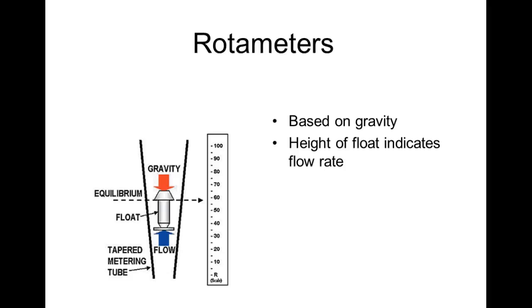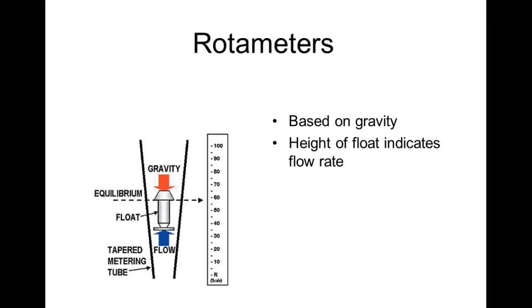If you look at it, you can see the graduation on the side, and if you look at the tube on the inside, you'll see that it makes a big difference. A rotameter is based on gravity, the height of the flow. It indicates the rate of flow. So if we can measure the height of this, how can we convert this over to an electrical system?